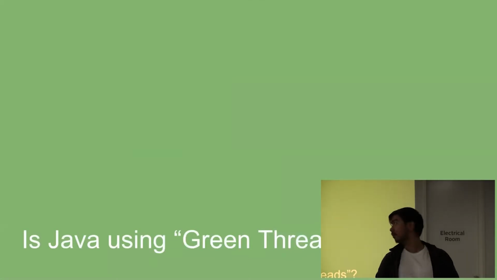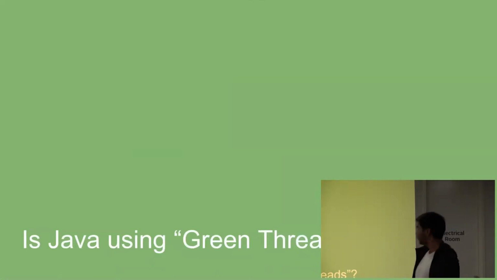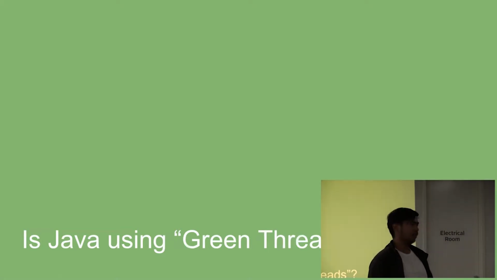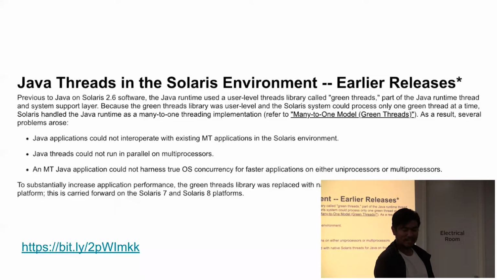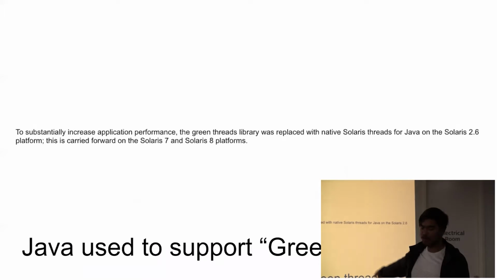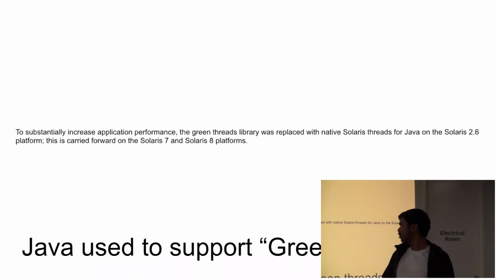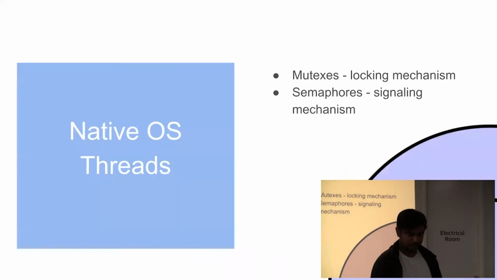So here's a question for you guys: is Java using green threads? Anyone? It used to. Yeah, it used to, back in 1997, I guess. So the main point here is that it used to. And I did read that for small embedded devices, it still does use green threads. We now come back to native OS threads, which Java actually uses.